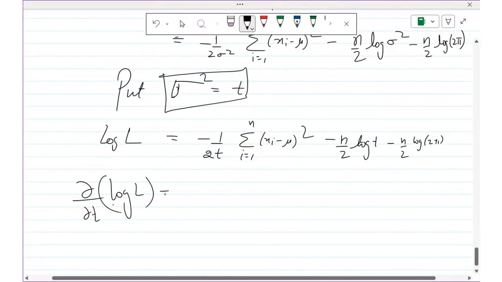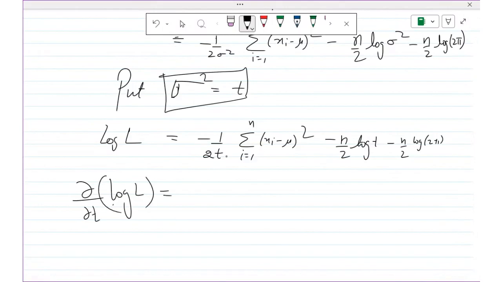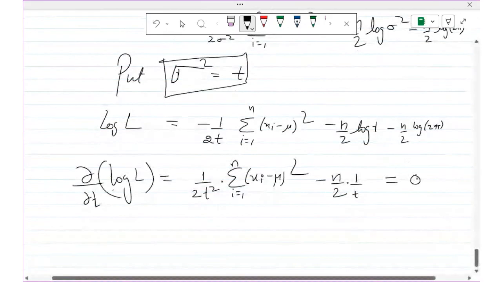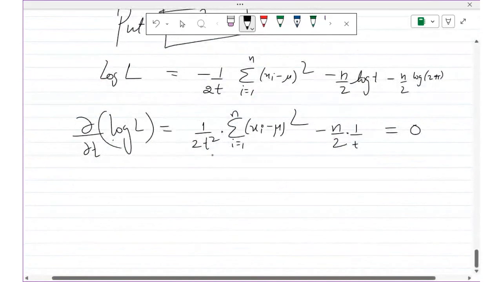What is the derivative of 1 by t with respect to t? It is minus 1 by t square. So minus minus plus 1 by 2 t square, this sum as it is, because this does not contain t, minus n by 2 into derivative of log t with respect to t, which is 1 by t. And this does not contain t, so derivative of this is 0. Partial derivative, it is what we are doing. Okay. So we have to keep this derivative equal to 0.